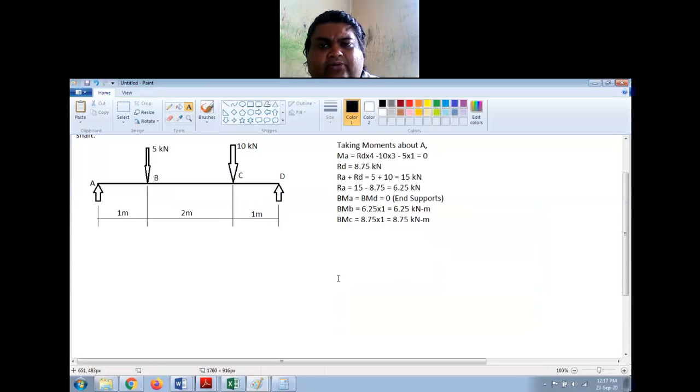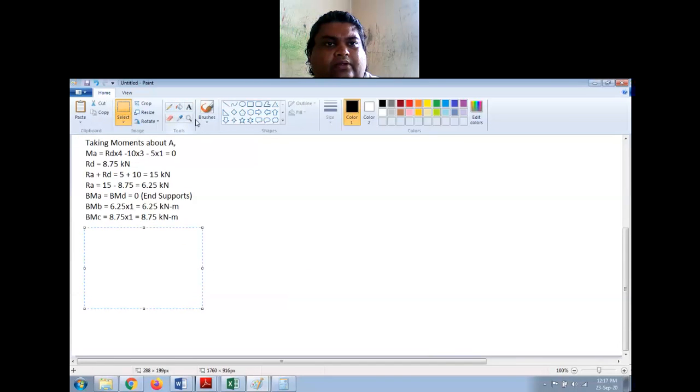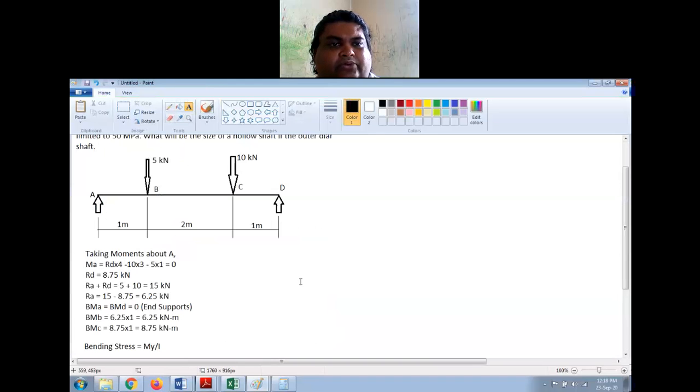Before finding the diameter of the shaft, I'll first write the bending equation. Now what is the bending equation? Bending stress is equal to M by I, right? M is the bending moment, the maximum bending moment on the beam. Y is the distance of the farthest fiber from the neutral axis. I is the moment of inertia about the neutral axis.